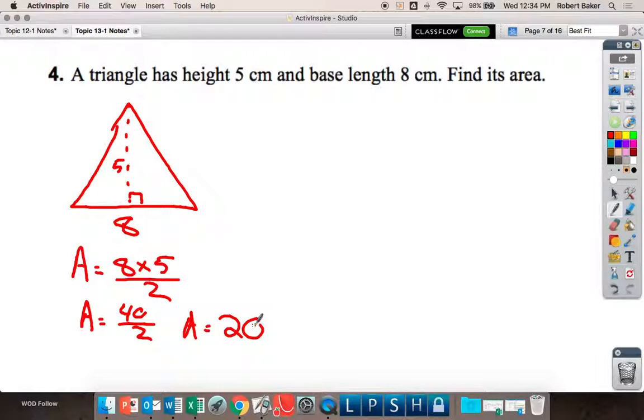Yeah? Wrong. Why is it wrong? Oh yeah, way more. 20 centimeters squared. Centimeters squared.